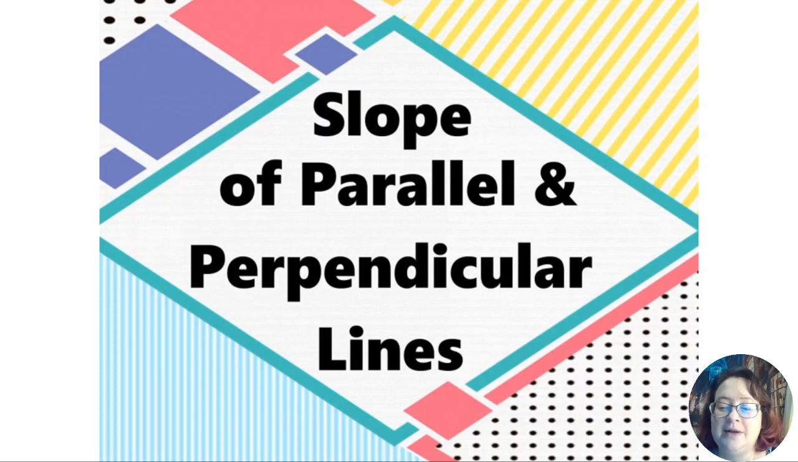Last week, we talked about slope and how we can find it both with graphing, like we did in Algebra 1, as well as our formula, y minus y over x minus x. Today, we're going to talk about how we can apply those slope concepts to parallel and perpendicular lines.